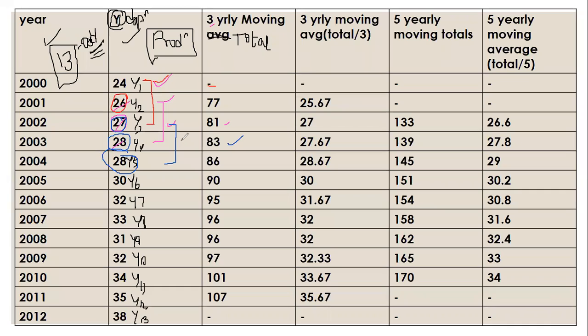Y4. So which are the three numbers I am supposed to add? I'll start from y4: y4, y5, y6. So which are the three numbers I will add? 28, 28 and 30. Okay. Now once I add all of these three numbers, I will write the total in the middle or the central number, that is 28.